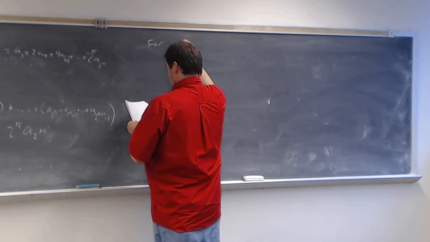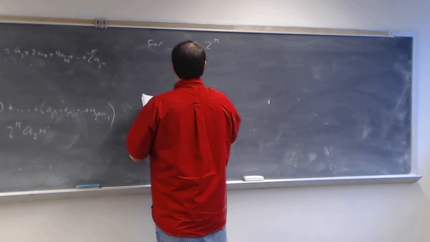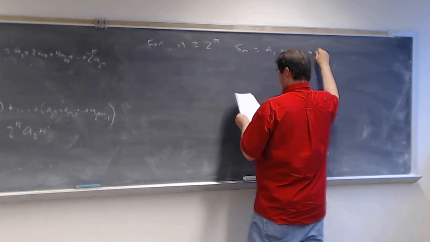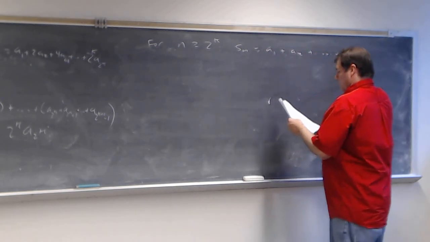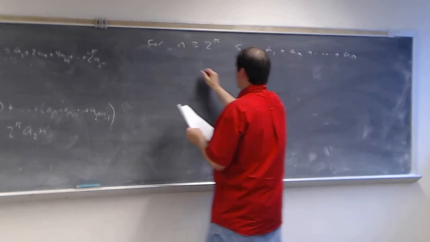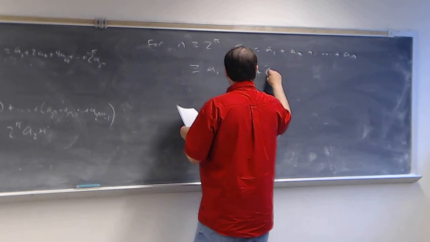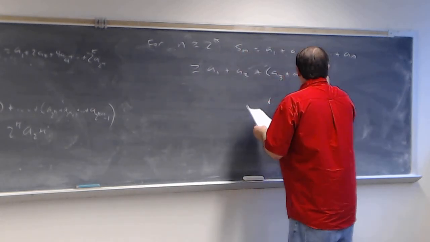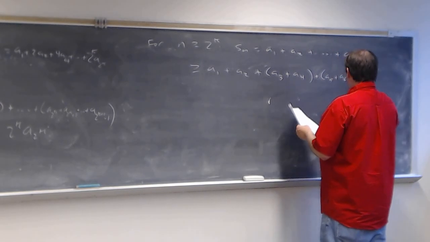for n greater than or equal to 2 to the k, we have S of n is equal to a sub 1 plus a sub 2 plus all the way up to a sub n. And what I want to tell you is that's going to be greater than or equal to a sub 1 plus a sub 2 plus the quantities a sub 3 plus a sub 4 plus a sub 5 plus a sub 6 grouped together plus a sub 7 plus a sub 8.